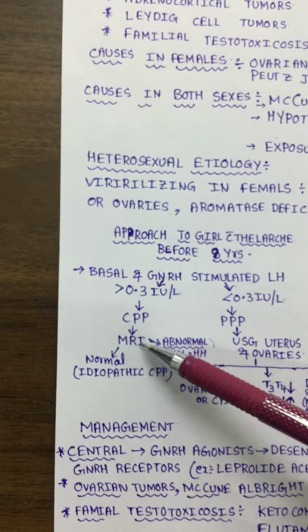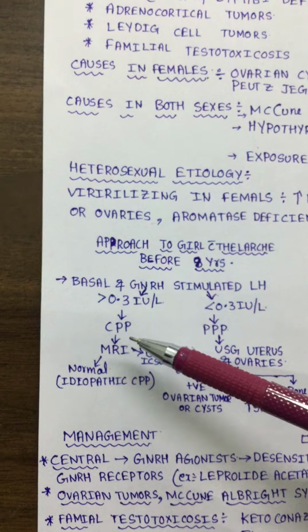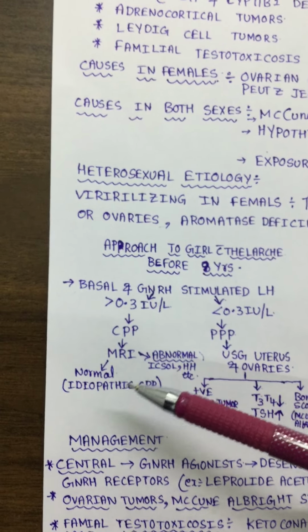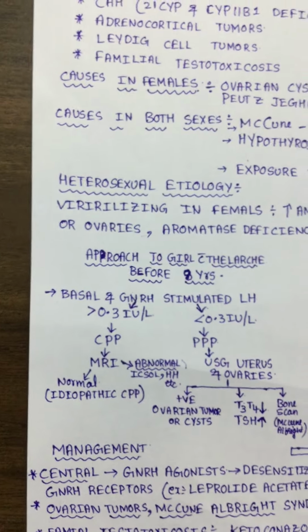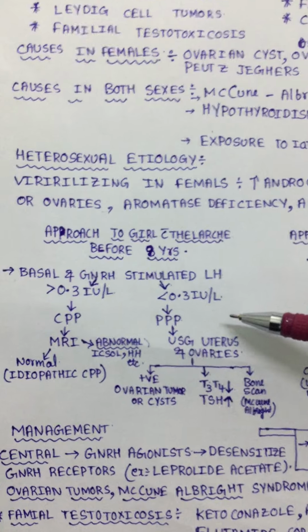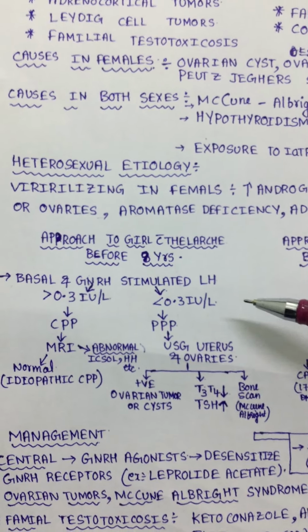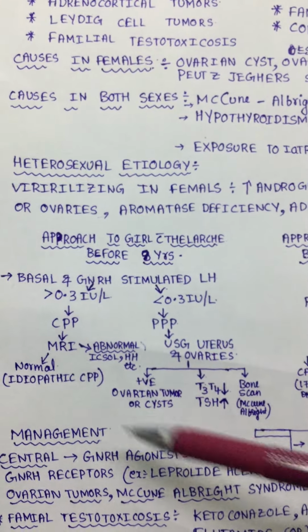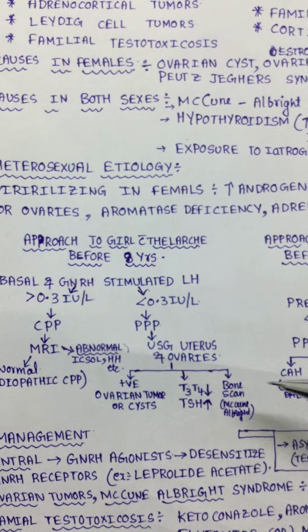First we exclude central precocious puberty causes. If LH is more than 0.3, then it is central precocious puberty. If MRI is normal, it is idiopathic. If MRI is abnormal, it is ICSOL and hypothalamic hamartoma. I have discussed this in the previous lecture on central precocious puberty. In peripheral precocious puberty, the LH will be less than 0.3 international units, and we can exclude all these by USG, thyroid hormone tests and bone scan.